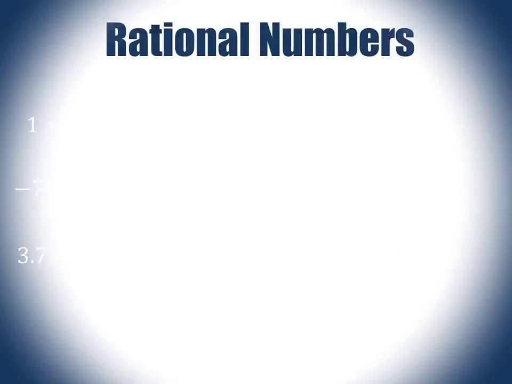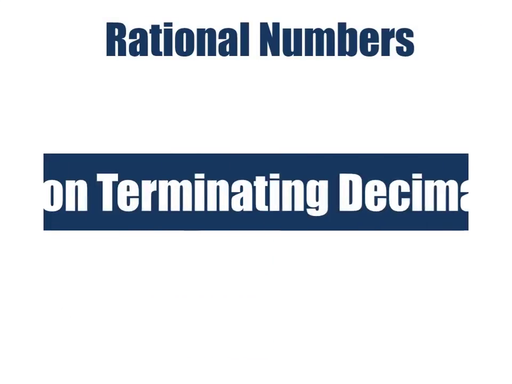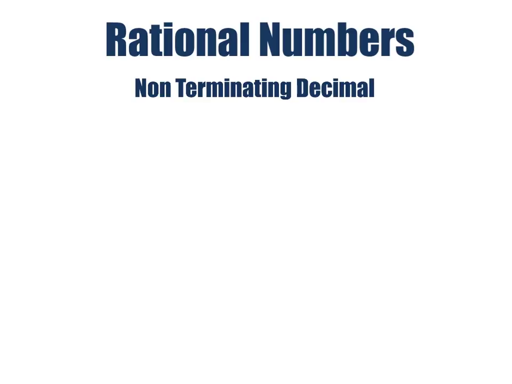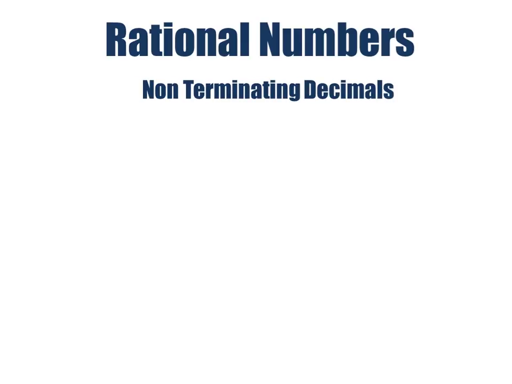Next, let's look at non-terminating decimals. Non-terminating decimals are decimals in which decimal places do not terminate or end. They keep on going forever. Here are some examples of non-terminating decimals. 0.333. This 3 is going forever. This is also represented as 0.3 bar. This bar shows that the number under the bar is repeating forever. While 0.3 bar is also a fraction, that is 1/3.